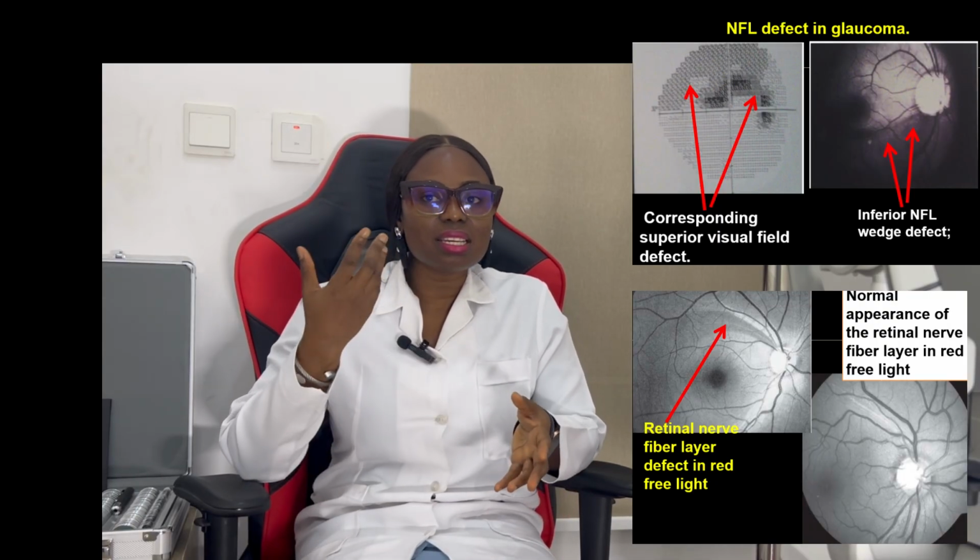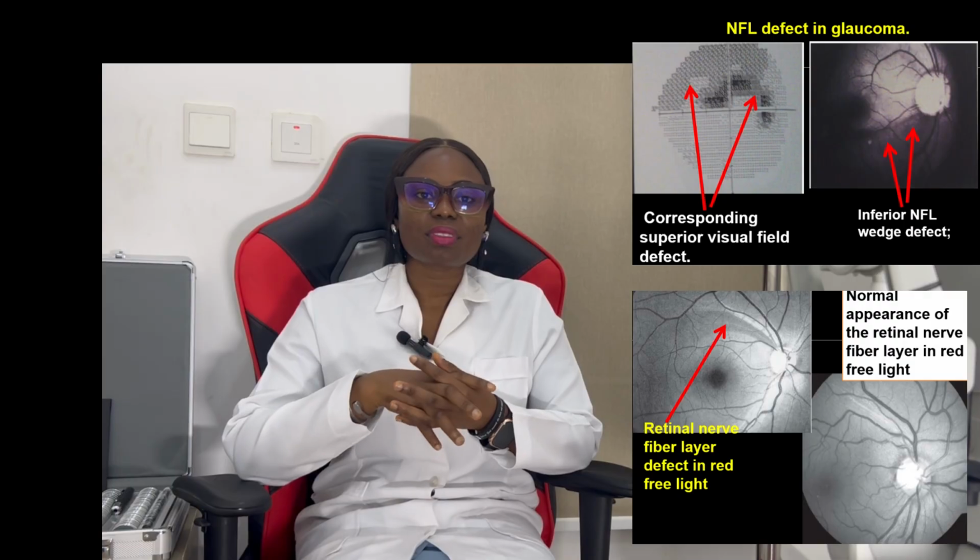The R stands for the retinal nerve fiber layers. How are the retinal nerve fiber layers? Is there any defect? Is there any abnormality?